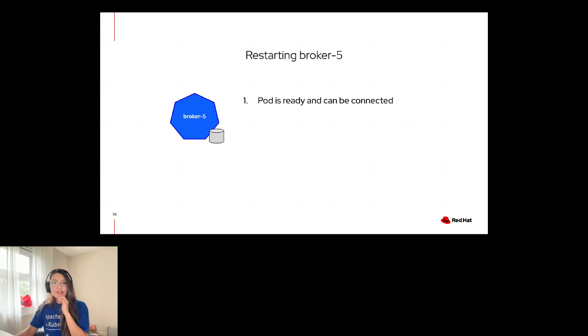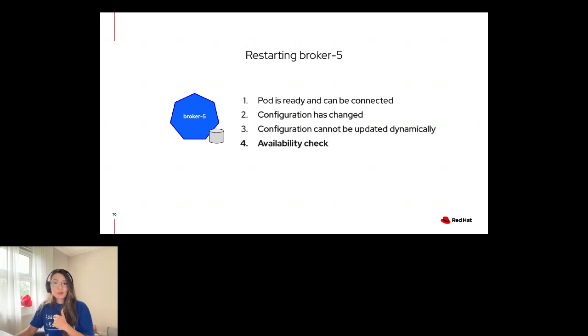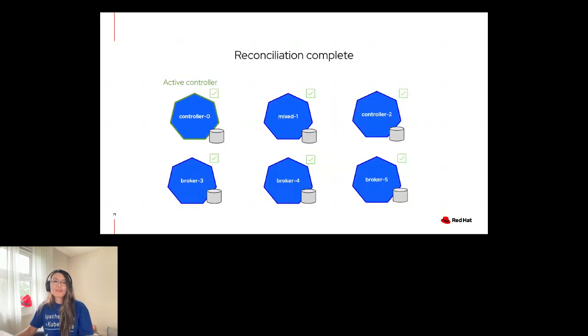On the second retry, broker 5 is ready and can be connected again. And then we find the configuration has changed, the same thing. And we do the availability check again. And we find that broker 4 has caught up now, so it's joined the ISR list. So it's all good, and the availability check passes. And we go ahead and restart this broker. Okay, so this is a successful scenario where we were able to restart all of the pods and apply the updates. And in this case, reconciliation will be completed with a success result.